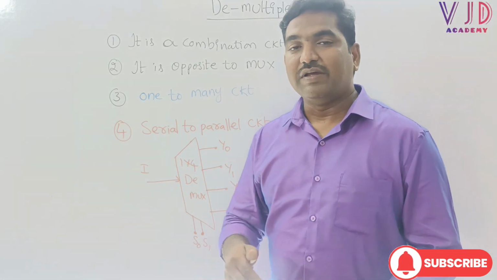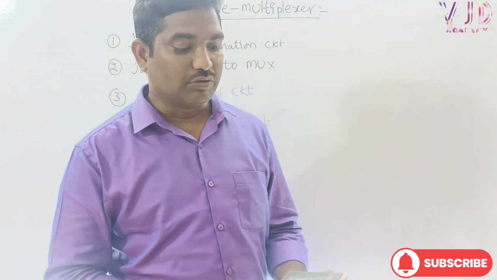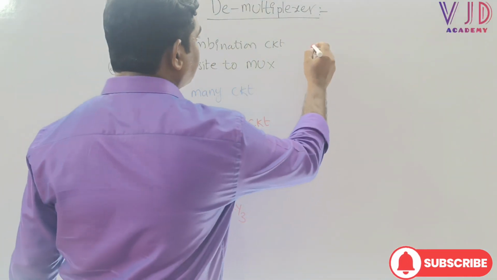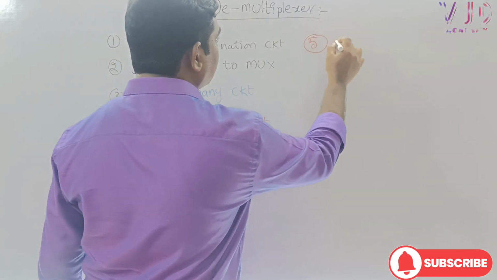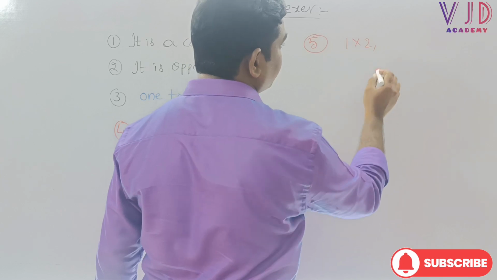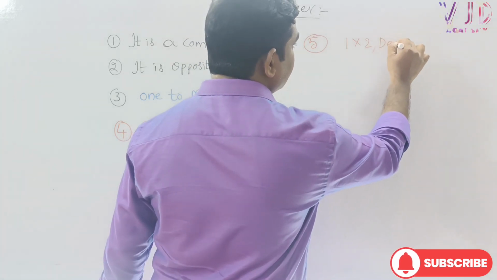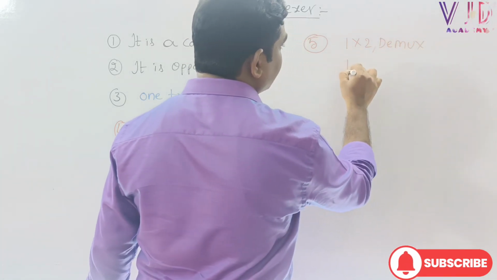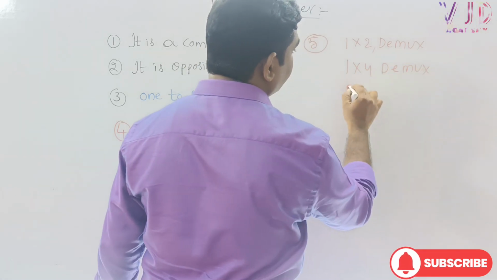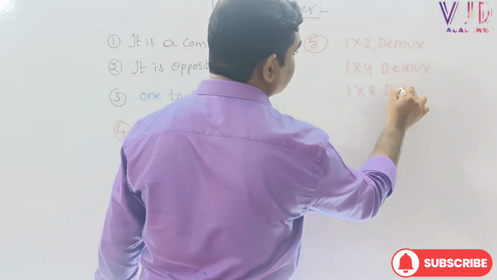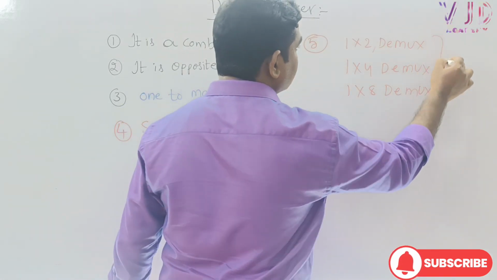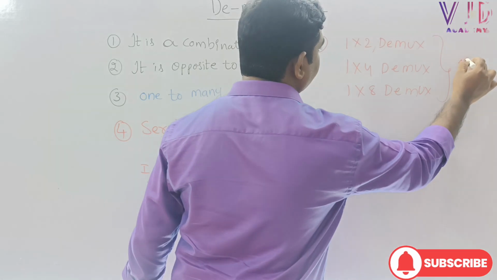And also when we learn demultiplexer circuits, the fifth point I can say is that the circuits are available as 1 into 2 demux, 1 into 4 demux, and 1 into 8 demux. These are the basics, the first type.